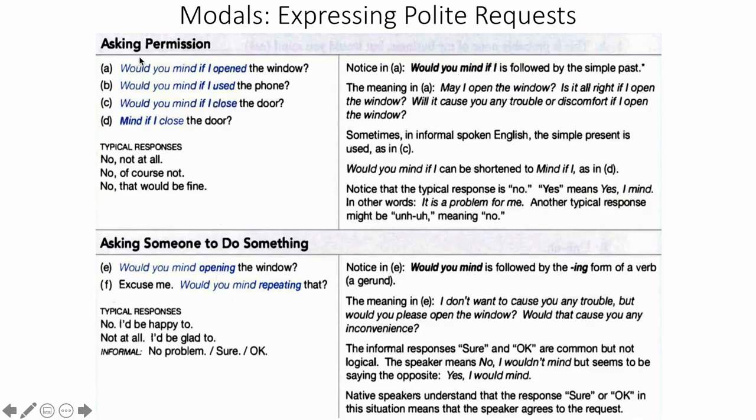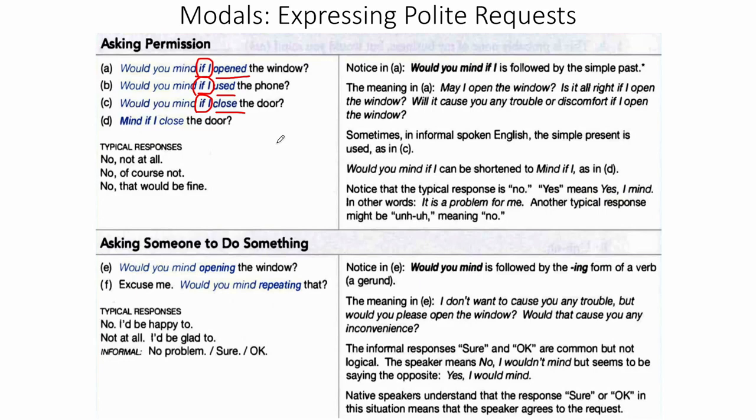The first way, asking for permission, we can say would you mind. Okay, would you mind if I opened? So this is very important. Would you mind if I opened. Okay, would you mind if I used the phone? Would you mind if I closed the door?